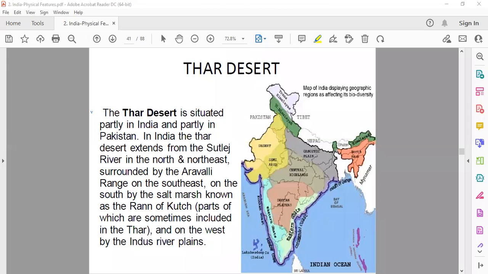Read again, what are its boundaries? Boundary: in the north, Sutlej River; northeast, surrounded by the Aravalli range; on the southeast; on the south by the salt marsh known as Rann of Kutch, which is sometimes included in the Thar; and on the west by the Indus River plains. North and northeast, Sutlej River.